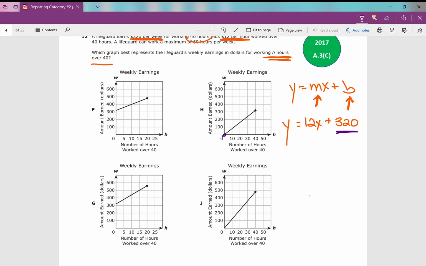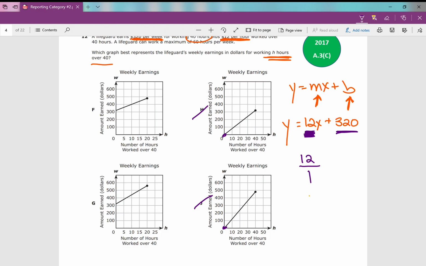Well, this has a y-intercept of 0 and a y-intercept of 0. So I can eliminate H and J. In this case, students will really struggle with this because you can't just see that my rate is 12. And remember, my slope is 12 over 1.